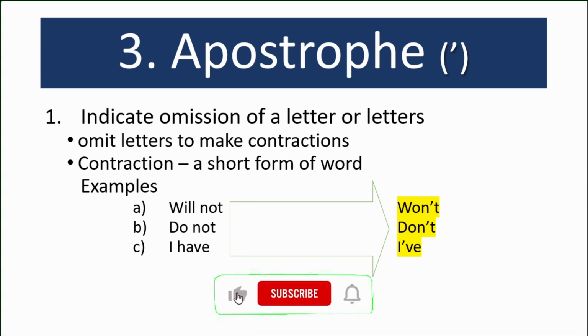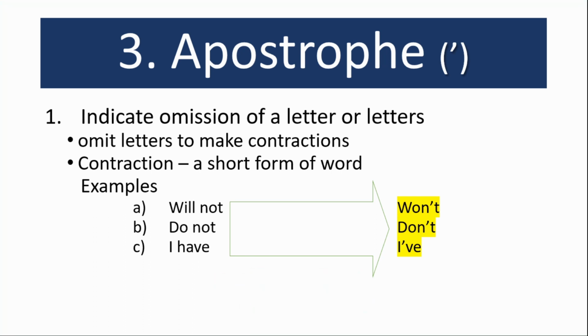Look at the following contractions and their full forms. Will not is shortened to won't. Do not is contracted to don't. The short form of I have is I've.